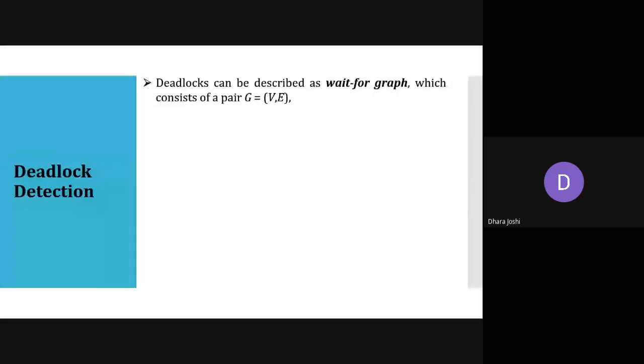Okay, we know how to prevent deadlock. If we are following these two schemes, then deadlock will not occur for sure. But if we are not doing so, and deadlock happens, then how do we detect it? Deadlocks can be described as a wait-for graph, which consists of vertices, that means nodes, and the edges which connect those nodes. This is called vertices, and this is called edges. So V is a set of vertices and E is a set of edges.